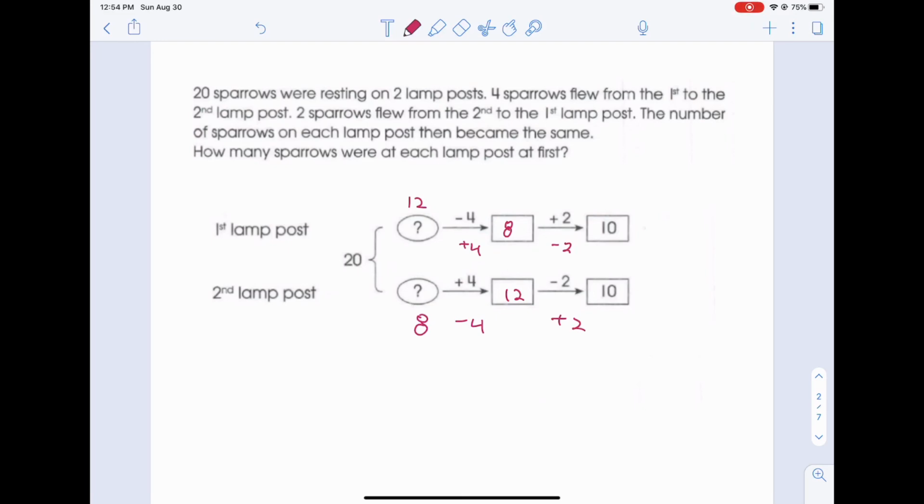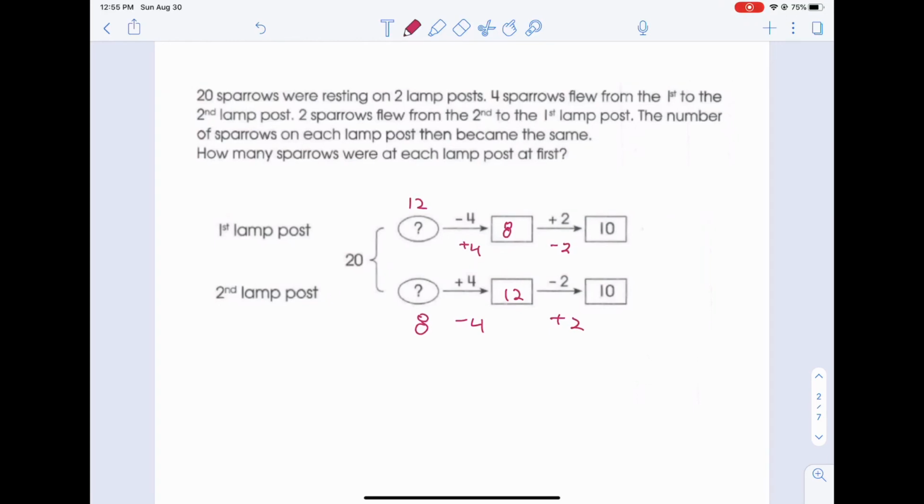So we have 8 sparrows on the second lamppost, right? And then we know that we gained 4 sparrows from the first lamppost, so that means that we have 12. And then we lost 2 sparrows because we gave some to the first lamppost, so we have 10. And the number of sparrows on each lamppost is the same. So everything matches up and your numbers are correct. And that is all we have for problems where we have to move back.